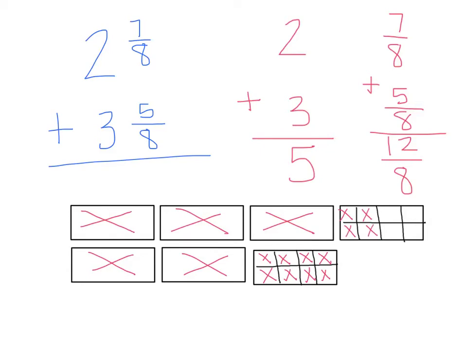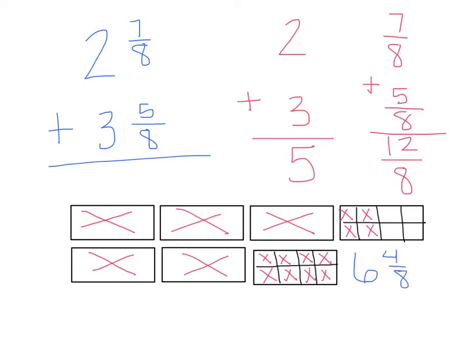So now what I can do is look at this and count how many wholes do I have altogether. Well, I had the 5 that I started with, 1, 2, 3, 4, 5. And then I have another whole that's filled up. So 6 wholes, and then 4/8 are left over. So we have 6 and 4/8.